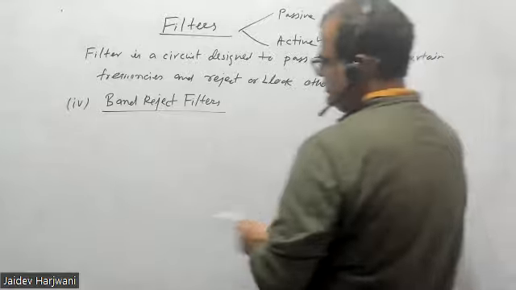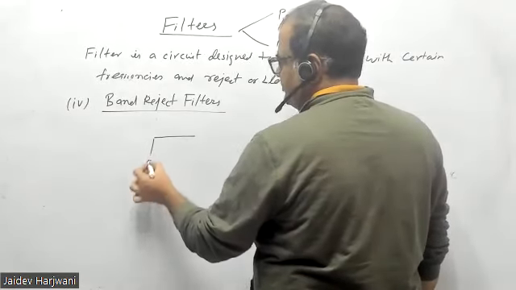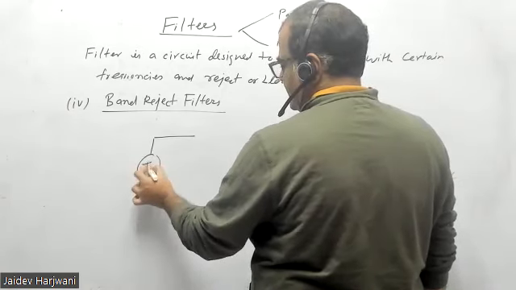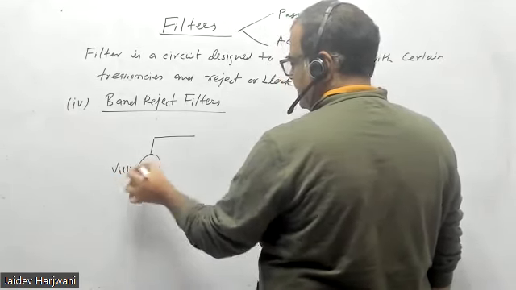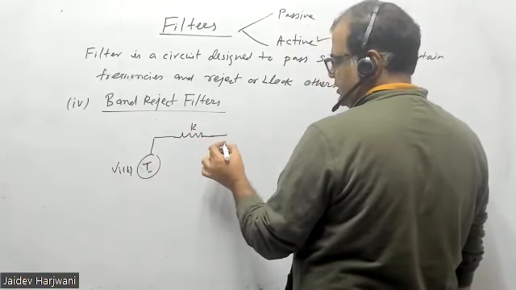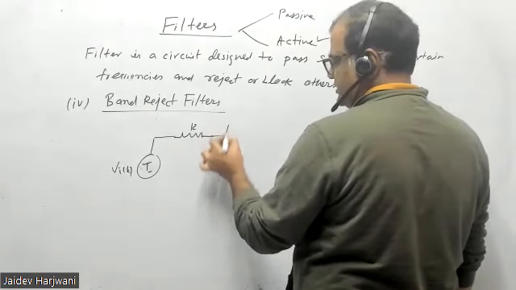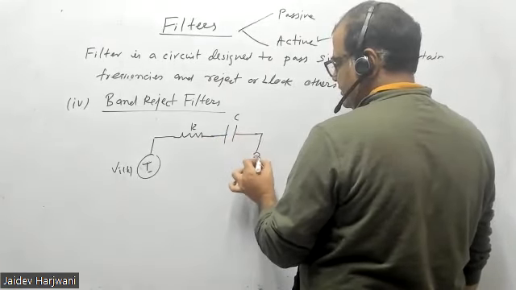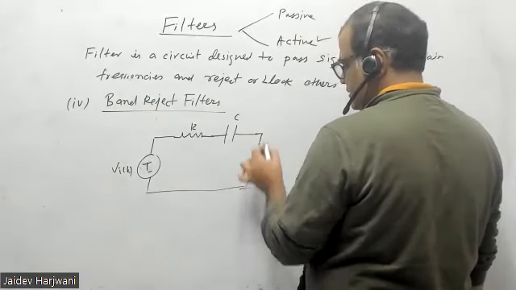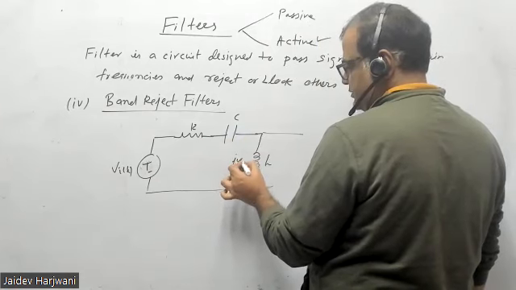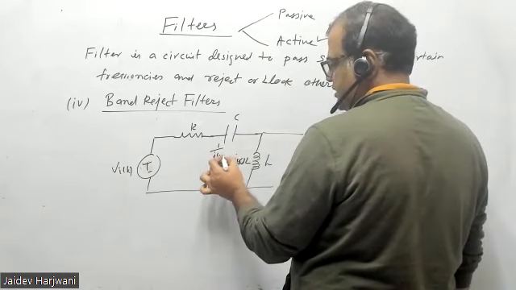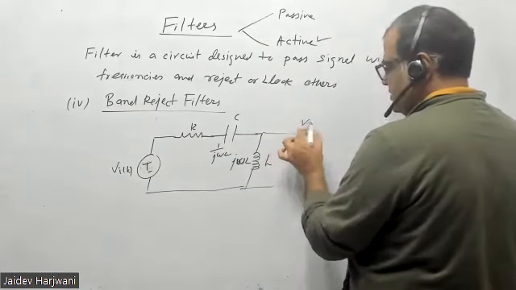Now I want to make the same filter using an operational amplifier or an RC circuit. So you can use this V input. I can use one R here. What can I use here? I can use C here and you can put L here. This is j omega L. This is 1 upon j omega C. This is R. You can measure V output here.